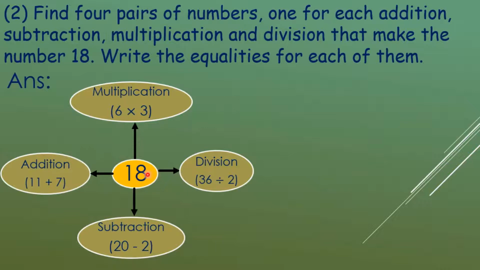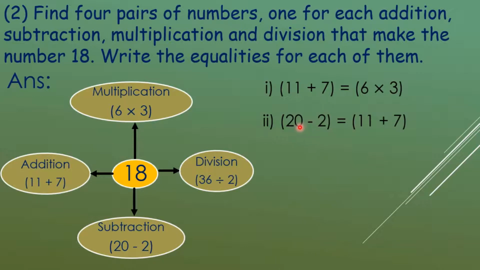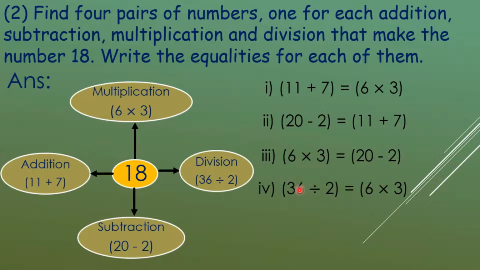Now, as you can see, the value of all these four expressions is the same, that is 18. We can use these four expressions to write the equalities. So, here we write the first equality as 11 plus 7 is equal to 6 into 3. We have next equality 20 minus 2 is equal to 11 plus 7. Next we have 6 into 3 is equal to 20 minus 2. And one more we can write as 36 divided by 2 is equal to 6 into 3.